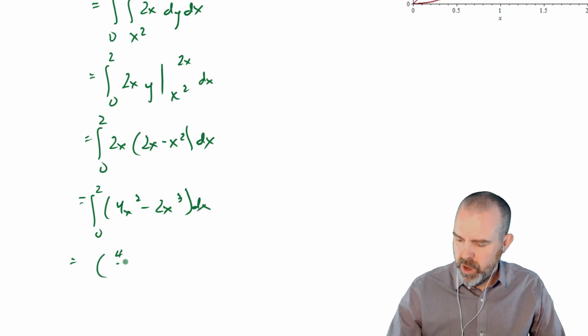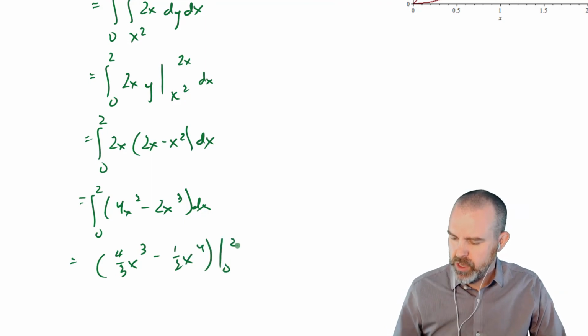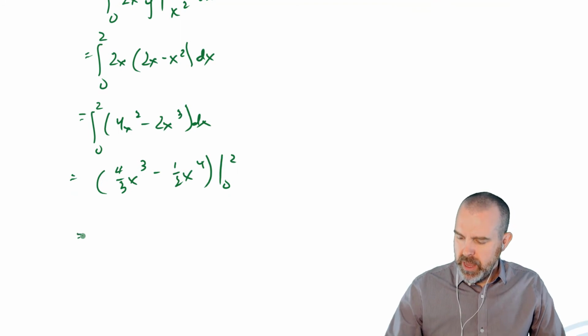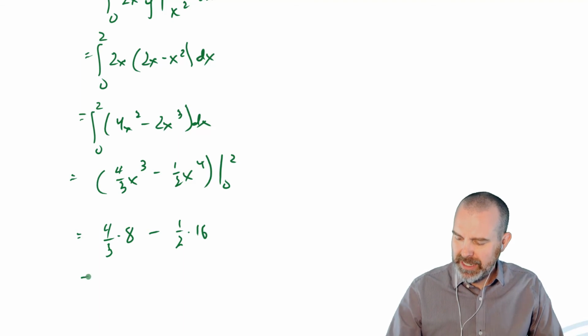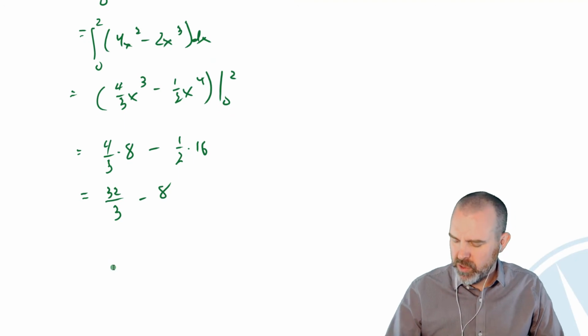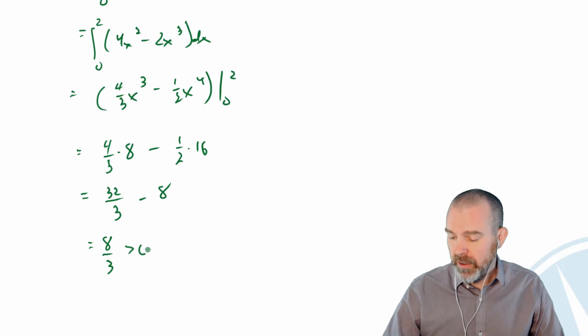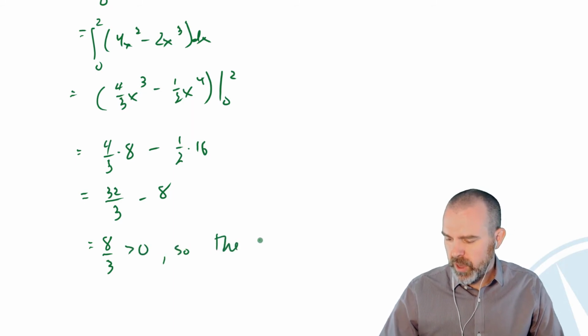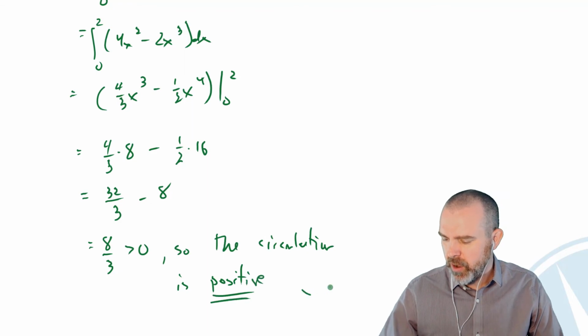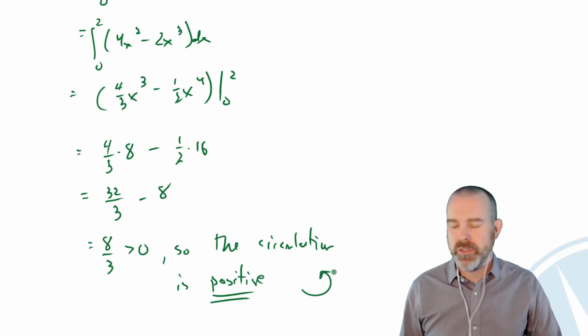And that will be 4/3 x cubed minus 1/2 x to the 4th from 0 to 2. And let's see, 4/3 times 8 minus 1/2 times 16. 32/3 minus 8. 8 would be 24/3, so we'd get 8/3. So what this means is this is greater than 0, so the circulation is positive. It's in the direction of the curve, so that means it's in that counterclockwise orientation.